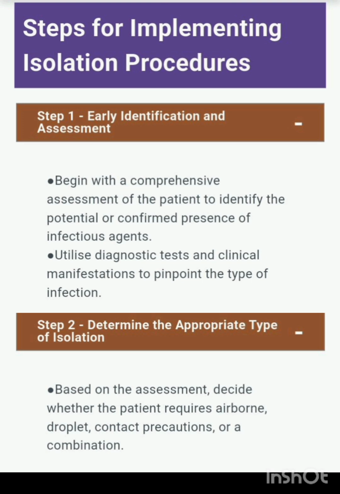Steps for implementing isolation procedures. Step 1: Early identification and assessment. Begin with a comprehensive assessment of the patient to identify the potential or confirmed presence of infectious agents. So we have to be sure that the patient is actually infected. Then, utilize diagnostic tests and clinical manifestations to pinpoint the type of infection. Step 2: Determine the appropriate type of isolation. Based on the assessment, decide whether the patient requires airborne, droplet, contact precautions, or a combination of all of them.